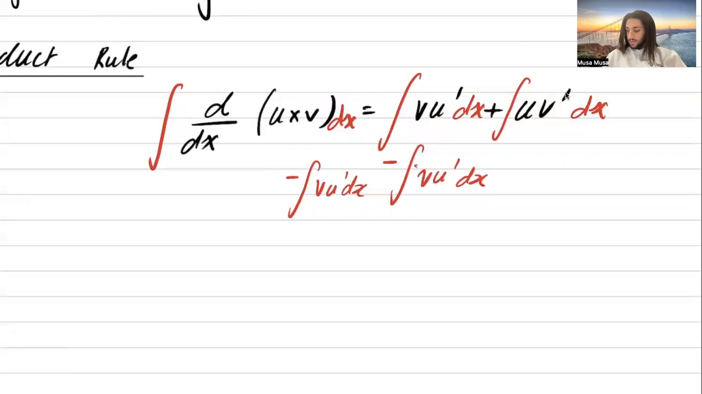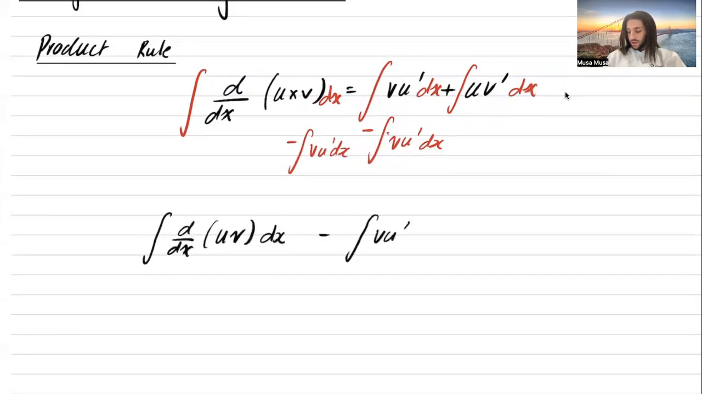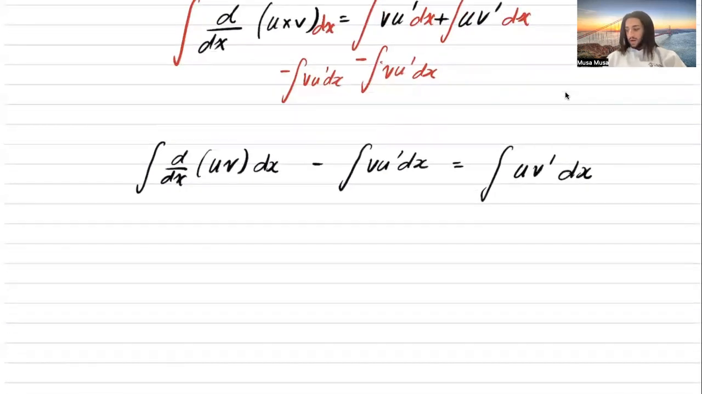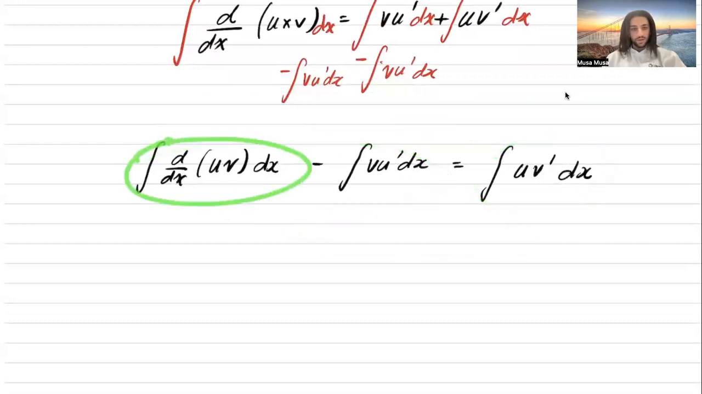And what are we going to get? Well, in our next line, we'll write it in black. We're going to get the integral of d dx of u v with respect to x minus the integral of v u dash with respect to x equals, and then the integral of u v dash with respect to x. Okay, I'm just going to rearrange this so I have this on the right hand side and this on the left hand side. And as I do that, I'm just going to see what this is.